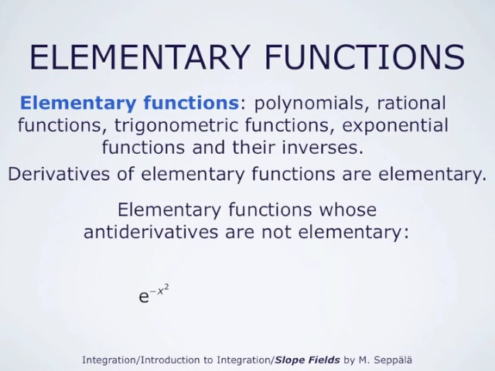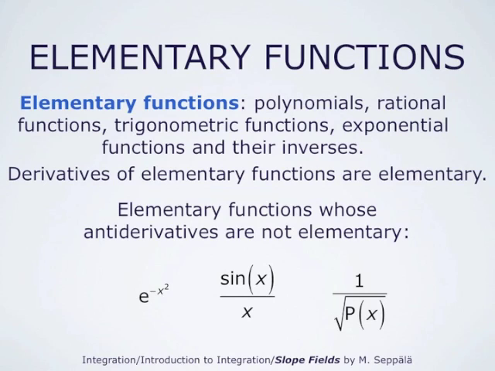Examples of such functions are e to the negative x squared, a function which is very important in statistics, sine of x divided by x, a function which is important in optics, and then a function which is of the type 1 divided by the square root of a polynomial, if this polynomial is of higher degree. This is a function which is needed when, for example, building models for hard disks for computers. So all these functions have important practical applications, and they share the common property that their antiderivatives cannot be expressed as elementary functions. They are not elementary functions.